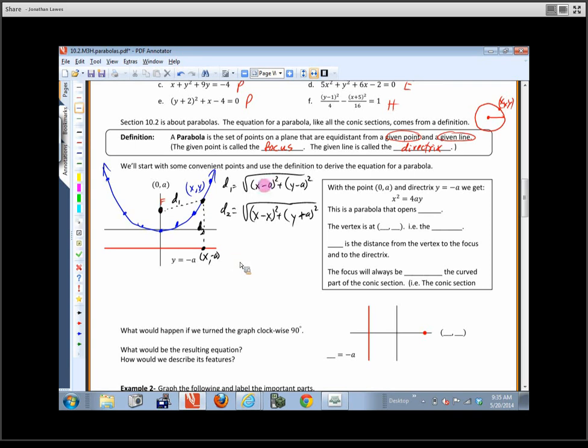So here's what I've got. I'm going to take this and simplify it. I'm going to do D1 equals D2. I've got the square root of x squared plus y minus a squared, all underneath the square root. And I set that equal to, well, what's this right here? 0. So do I even need to write it? I don't even need to write it, right? And this would just be y plus a quantity squared. Any questions there? Okay. If I'm going to simplify this, do I need the square roots anymore? I don't need the square roots anymore. So I'm going to write down x squared plus y minus a squared equals y plus a squared. Any questions? Okay. Would you square each one of these binomials, please? And please be careful.